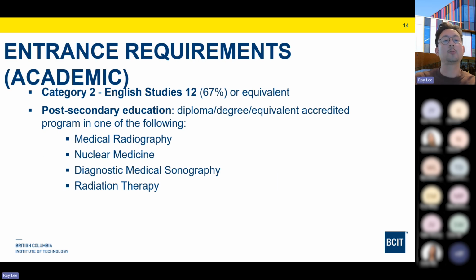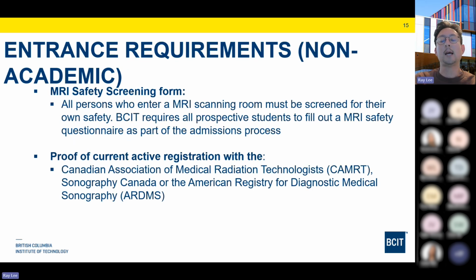Some of the entrance requirements that are academic will be the Category 2 English Studies 12 at 67%, and then the diploma or degree in one of the other 4 mentioned imaging modalities. And then we have the non-academic entrance requirements, which is the screening form, and then the proof of CMRT or ARDMS registration.